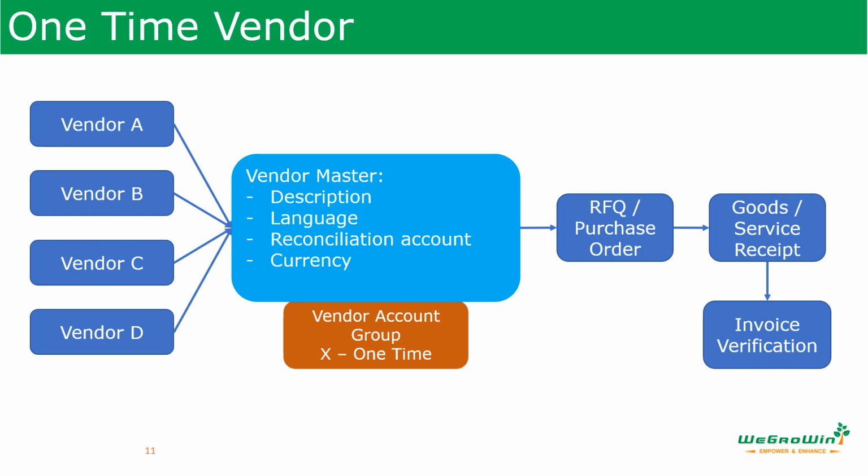The difference is that the one-time vendor uses a special account group. That is the difference. One-time vendor records do not usually contain any significant data or any bank or financial information. But please note, many companies have policies in place to ensure that vendor master records are not created for one-time or limited-use vendors.